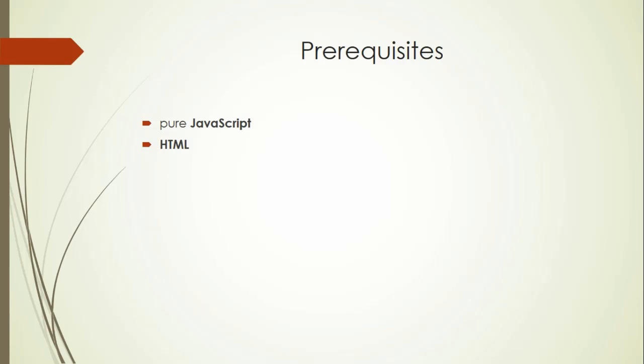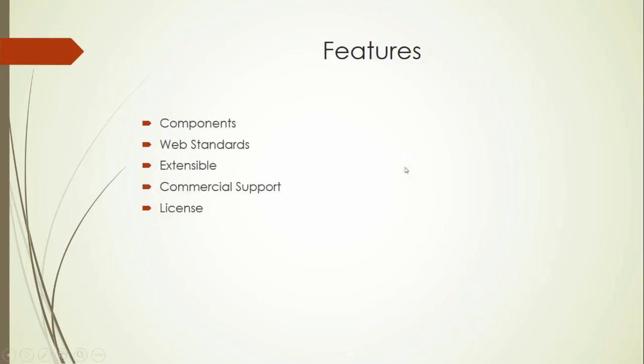Before starting with anything else, we need to keep in mind the features of this framework. We have a number of features listed here: components, web standards, extensible, commercial support and license. We'll have a look at each of them. First comes components. Components are the building blocks of the Aurelia framework. They are composed of HTML view and JavaScript view model parts.